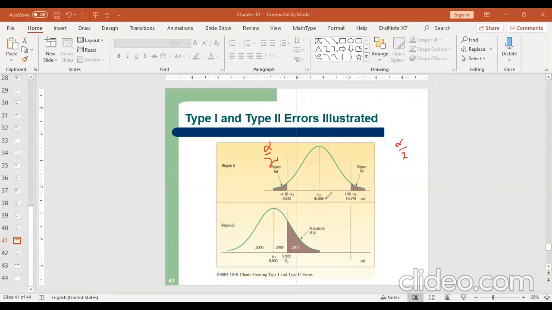If I write this statement here, 9,922 is less than 10,000, which is less than 10,078. So this condition is followed over here. Simply, the smaller side is on the left and the larger side is on the right.